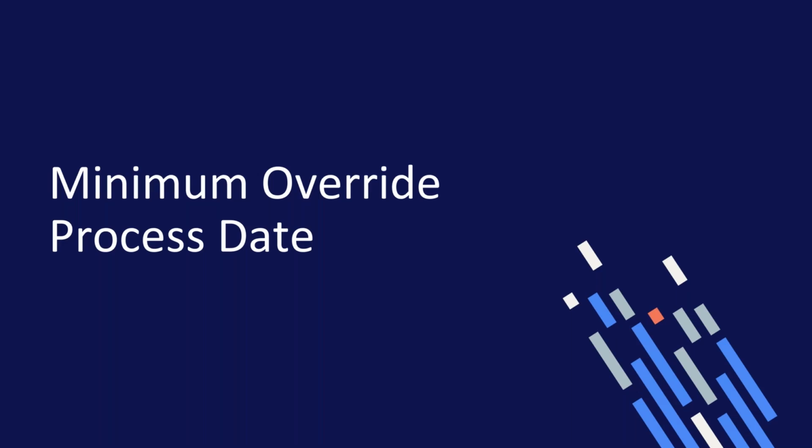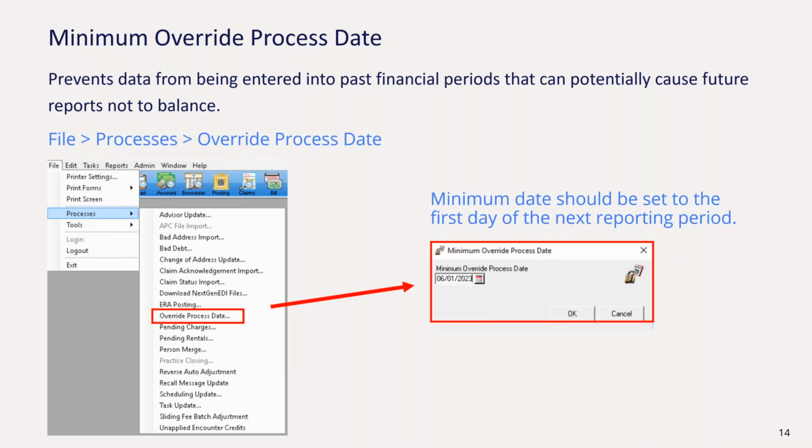Once all charges and transactions have been entered for your financial period, it is recommended to set your minimum override process date. Locking down your process date will prevent financial data from being entered into past reporting periods, which could potentially cause future reports not to balance.